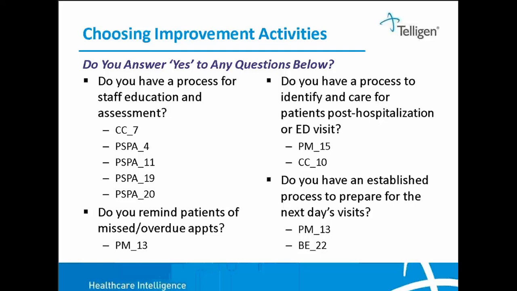For instance, there are 5 different possible improvement activities if you have a process in place for staff education and assessment. Or those that remind patients of missed or overdue appointments, that's an activity. If you have a process in place to identify and care for those patients after they've been in the hospital or had an ED visit, there's a couple there. And also, if you have established a process to prepare for next day visits.